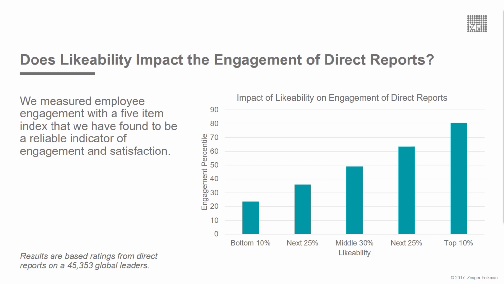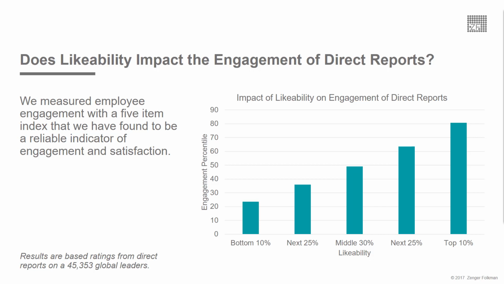So the unlikable leader, their employee engagement is in the bottom 20%. People frustrated, they don't like their job. But if the leader's likable, it's at the 80th percentile. People love working there. Their engagement is very high.